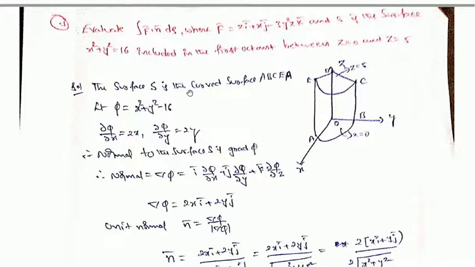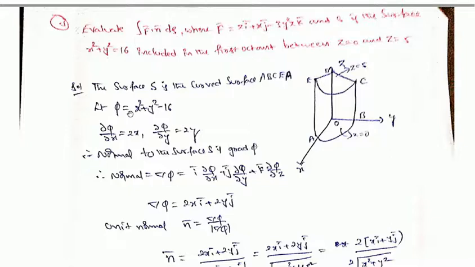Let the surface S be the curved surface. So the curved surface is A, B, C, E, A. In the remaining planes, the integral is 0. So these are O, B, C, E, and another one C, E, D, O, A, like this. In all other planes, the integral value is 0. So now we are going to evaluate only over the curved surface, which is A, B, C, E, A.